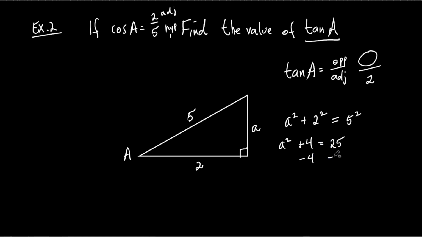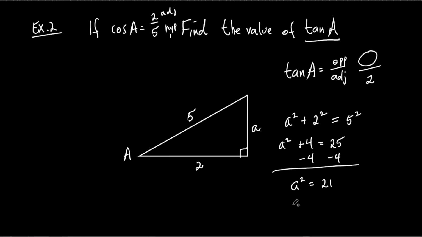Subtract a 4 from both sides. I'm showing you every little step. Some of you guys should be able to do a lot of this in your head, and that would be fine if you did. A squared equals, what's that? 21. Now I got to solve for A. How do I solve for A? It's A squared, so what do I do to get rid of that squared? Square root it, that's right.